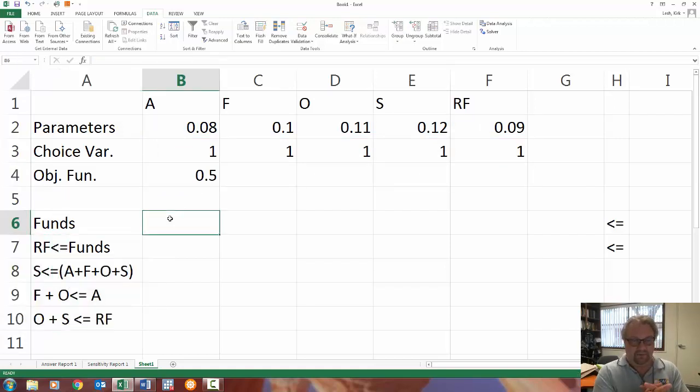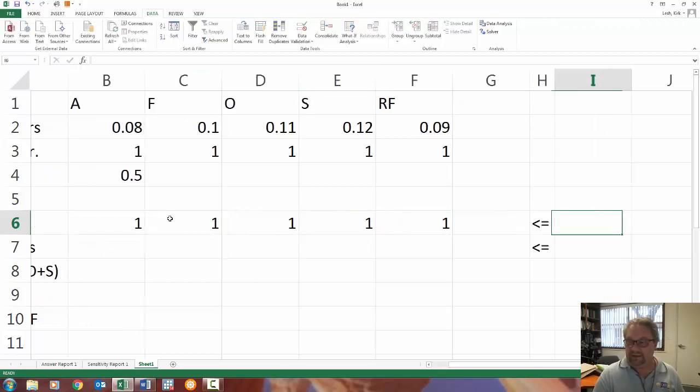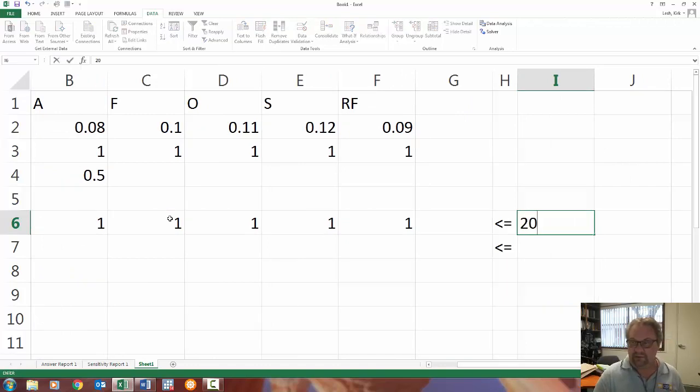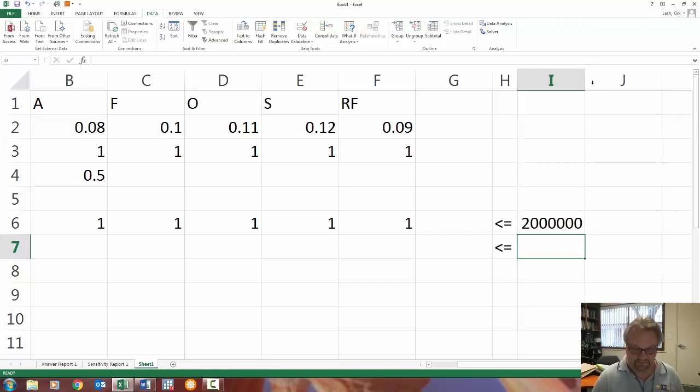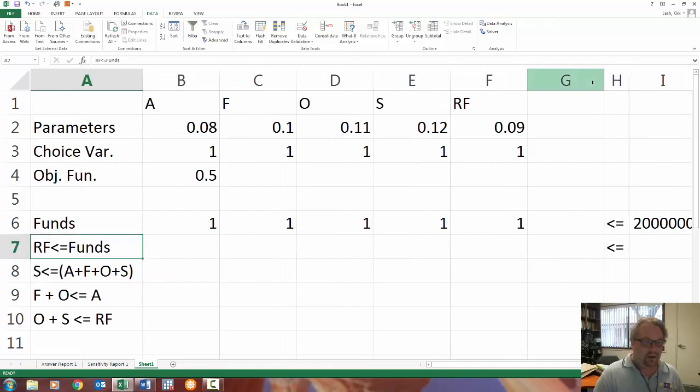So the first one says, look, the credit union will have $2 million available. So that means total funds has to be less than or equal to $2 million. So here is my first constraint. Okay, and then now I've got these bullet points.